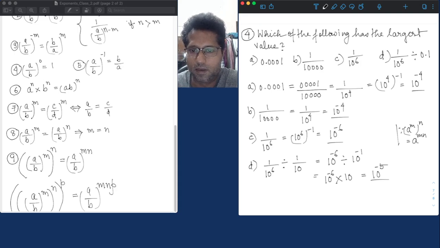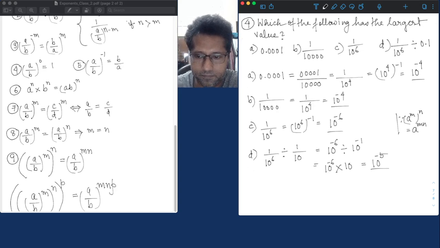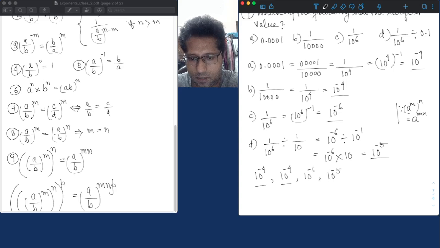So if we now compare the values of A, B and C, we see that the bases are the same, 10. We will compare by the exponent. The numbers in the choices are 10 to the power minus 4, B is also 10 to the power minus 4, C is 10 to the power minus 6, and D is 10 to the power minus 5. So clearly we have two same numbers. The largest are these two, A and B.